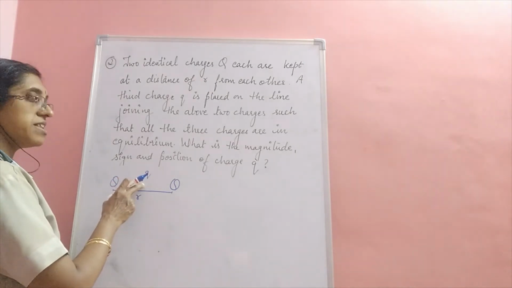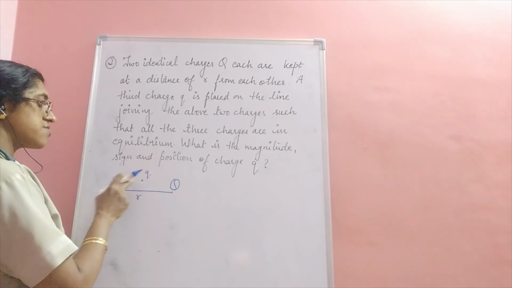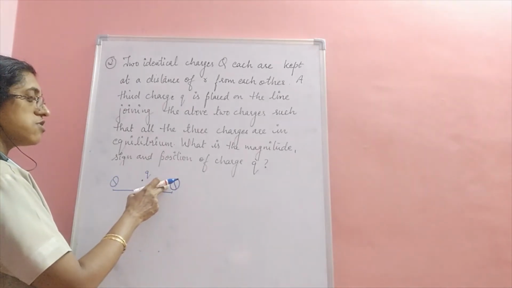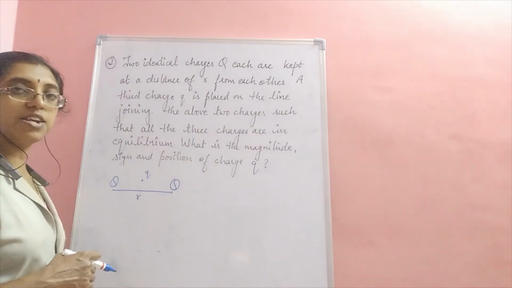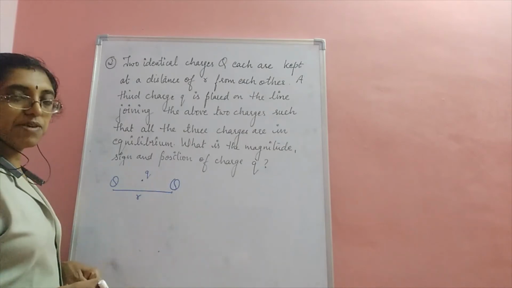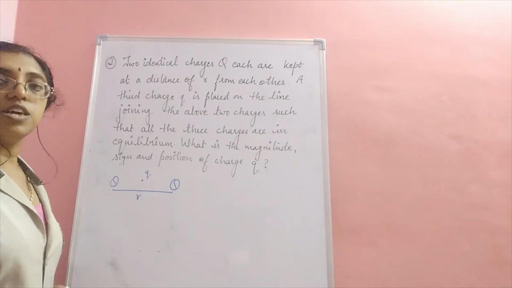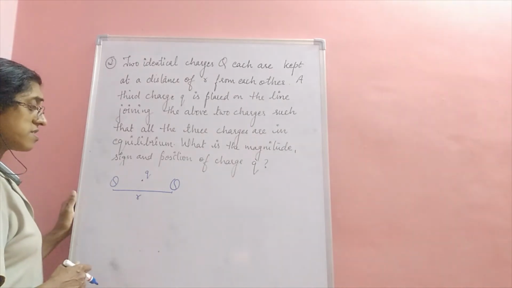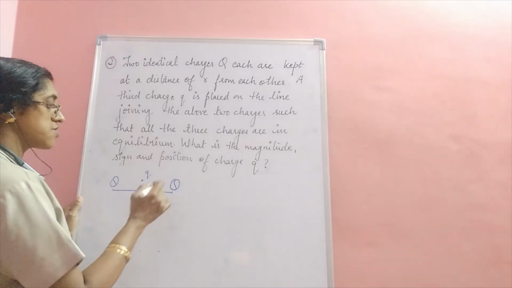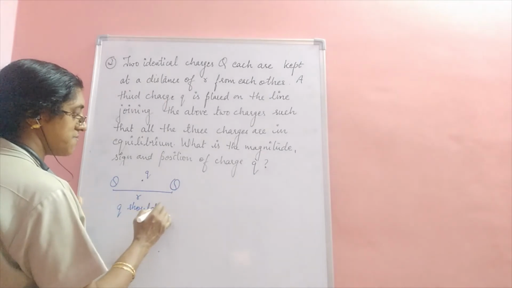Whereas, if it would have been positive, then what happens? This charge would be repelled by this charge, it would be repelling towards this side. Similarly, this would also repel the charge towards the other side, and moreover, the force between these two would also be repulsive, due to which all the three charges can never remain in equilibrium. Hence, the sign of this charge should be negative. That is, q should be negative.